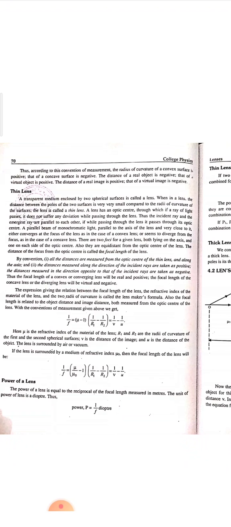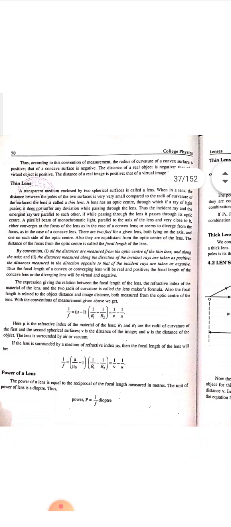Then what is the lens maker formula? The expression giving the relation between the focal length of the lens, the refractive index of the material of the lens and the two radii of curvature is called the lens maker formula. Focal length is related to the object distance and the image distance, both measured from the optic center of this particular lens.